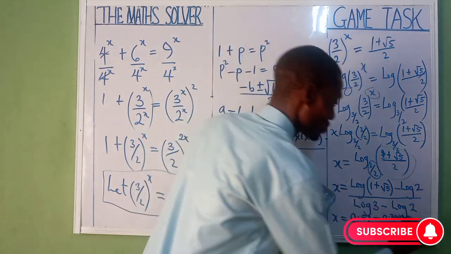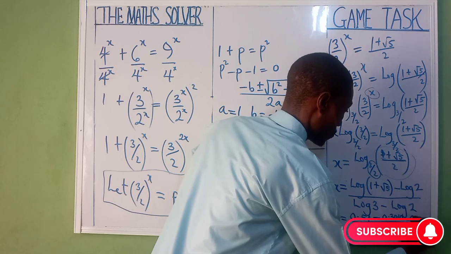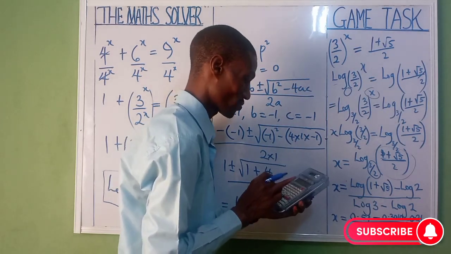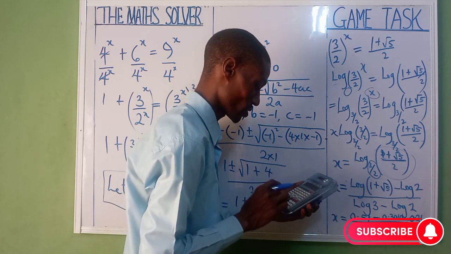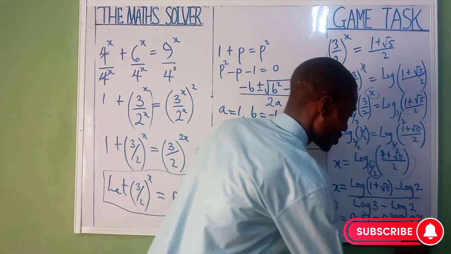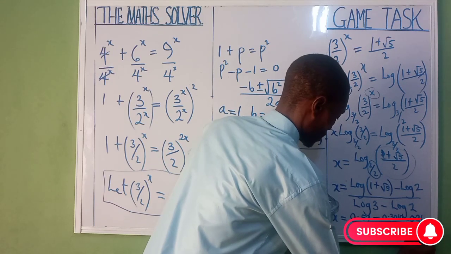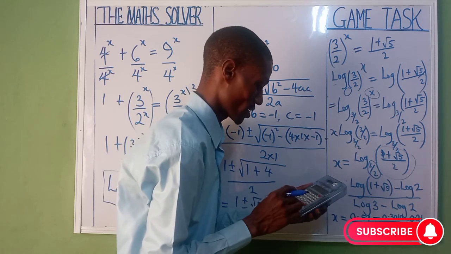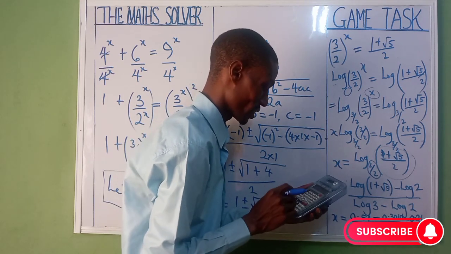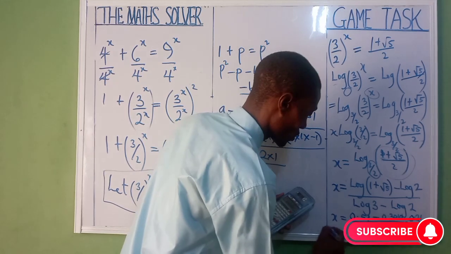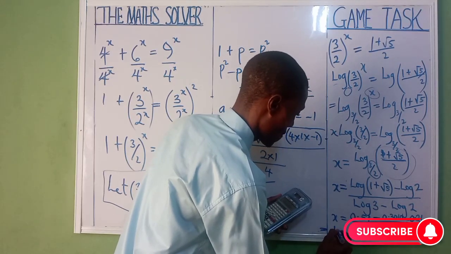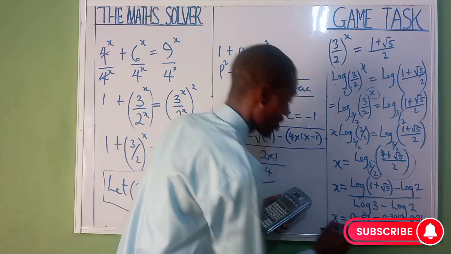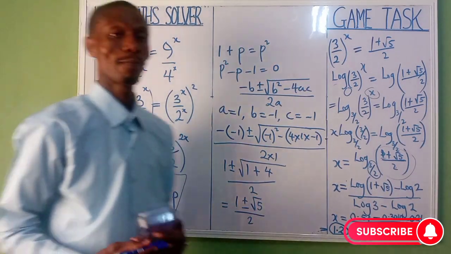So finally, we have 0.51 minus 0.3010, which is going to be 0.21, divided by 0.4771 minus 0.3010, which is going to be 0.18. So let's now divide our final answer, which is going to be 0.21 divided by 0.18, which is going to be approximately 1.2. That's going to be our final answer, 1.2.